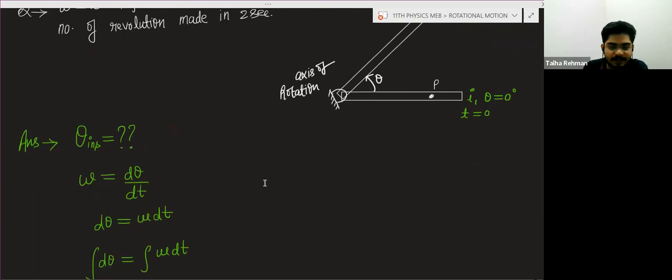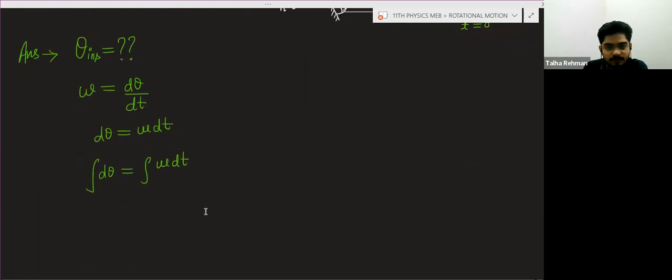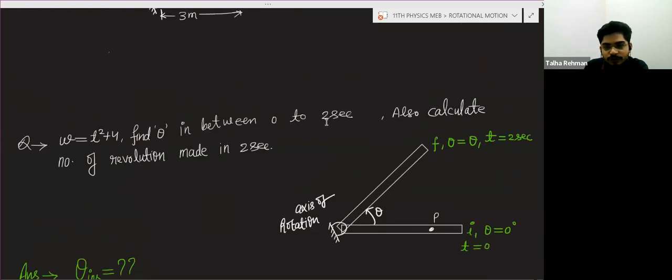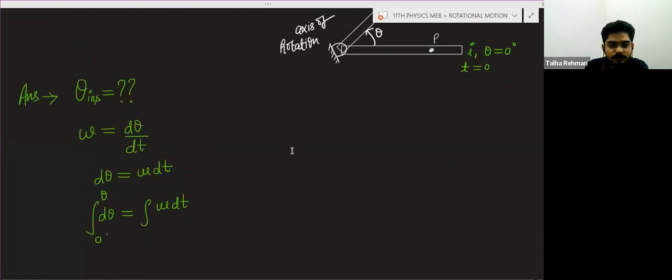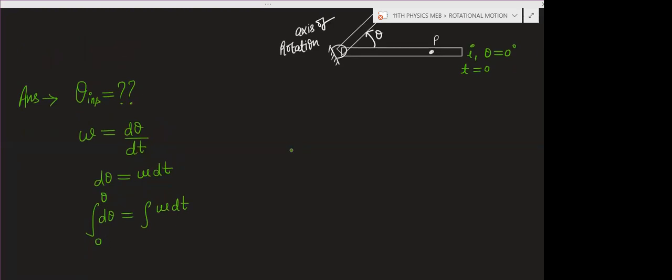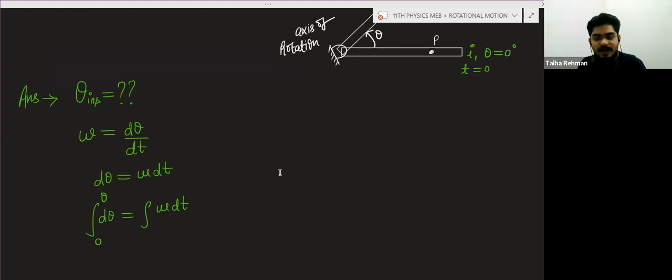So now we will apply the limit basically here. So from where to where? Theta is from 0 to some value of theta, and here we will apply the limit of time. Okay, in what time we want to find? From 0 to 2 seconds. Okay, so here the limit. Yes. Integrate. How do you integrate? I am just integrating this.